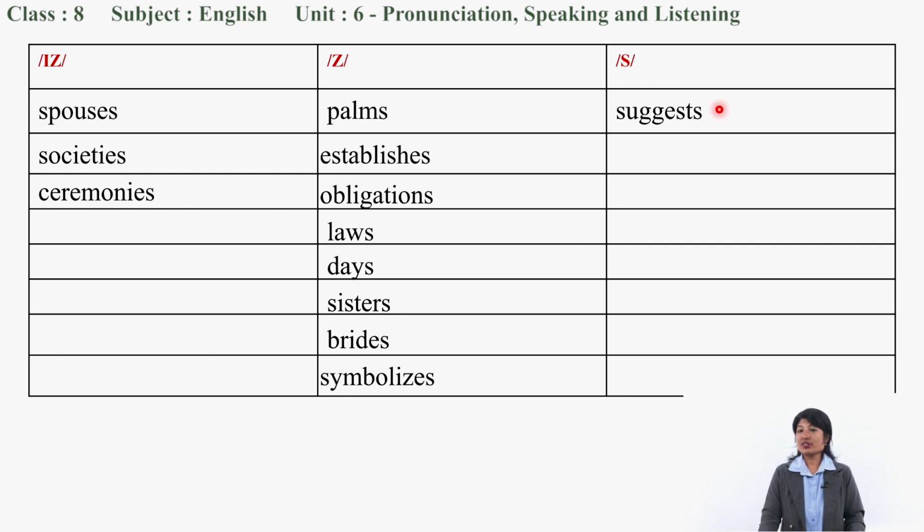Now let's move to the third column. Suggests, rights. Rights. Parents, ending. So we have done with this exercise. All the words are iz ending, z ending and s ending.